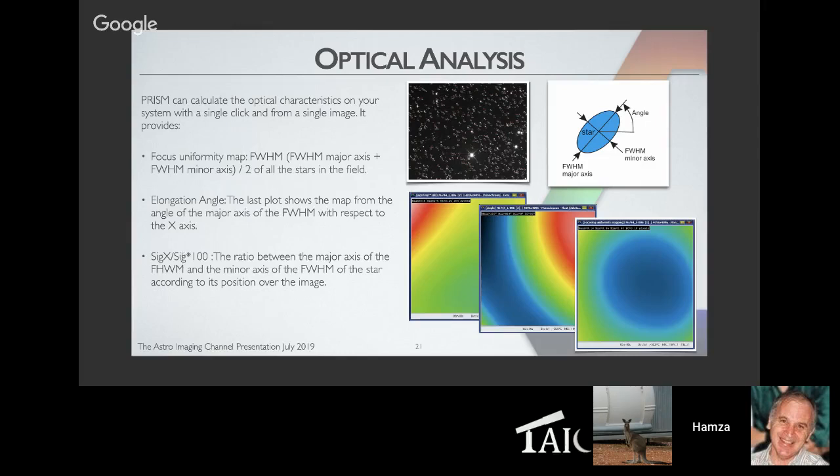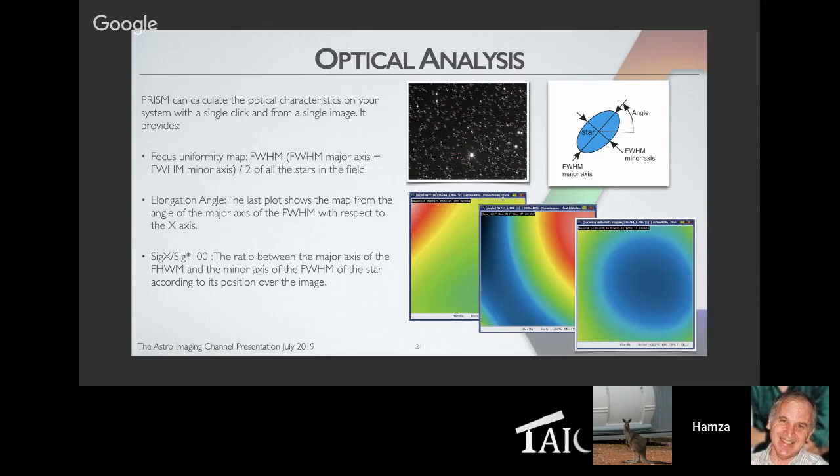The sig x and sig y times 100, this is the ratio between the major axis of the full width half maximum and the minor axis of, again, the full width half maximum of a star according to its position on the image, which is this image over here. This is, again, useful to see which way your system is tilted.